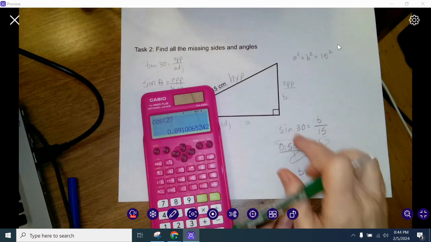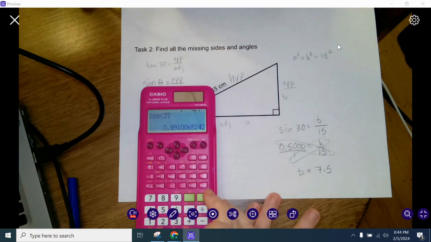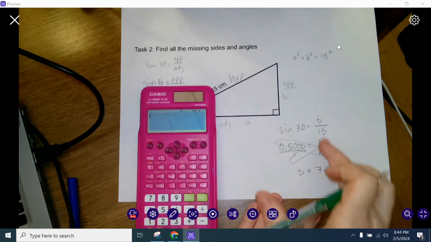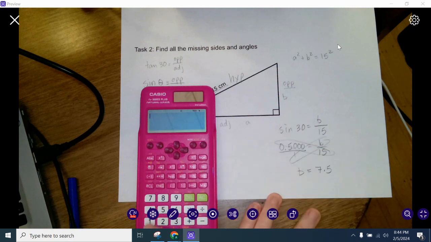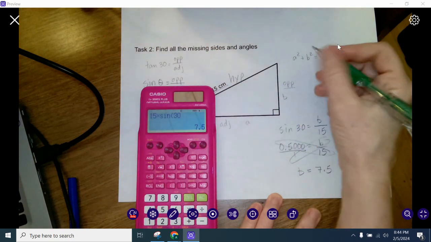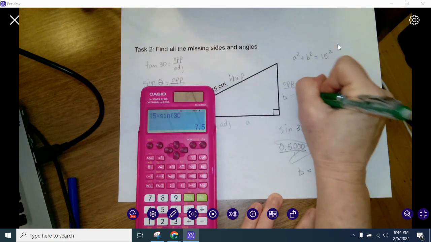Instead of changing sine of 30 to a decimal, I could have said, well, I'm going to do 15 times the sine of 30. So 15 times sine of 30, and hit equals. And change that to a decimal, 7.5. So this side is 7.5.